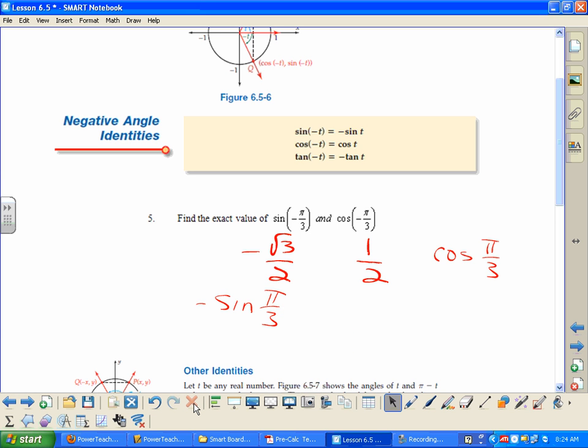So for negative angles, for sine, you find the positive angle, change the sign. For tangent, find the positive angle, change the sign. For cosine, you're just going to use what it is.